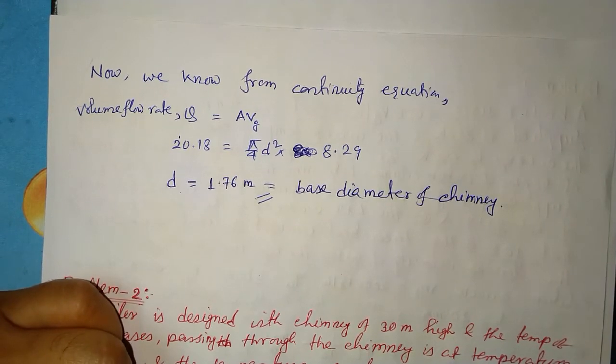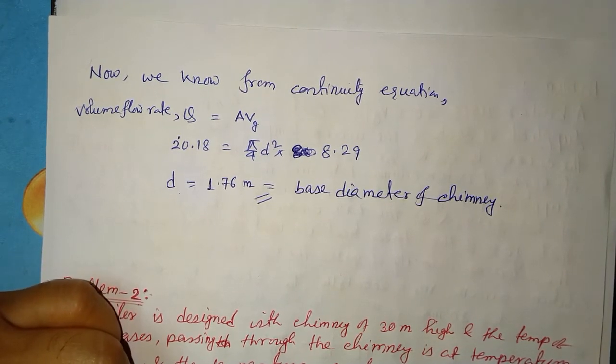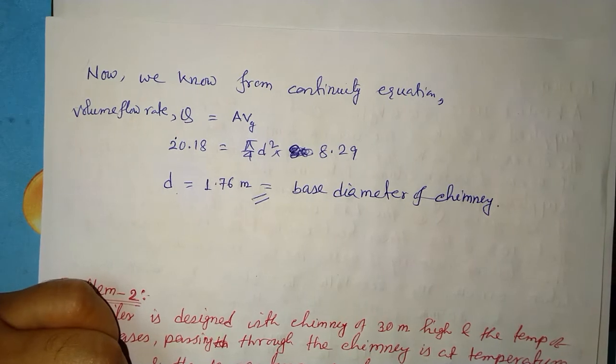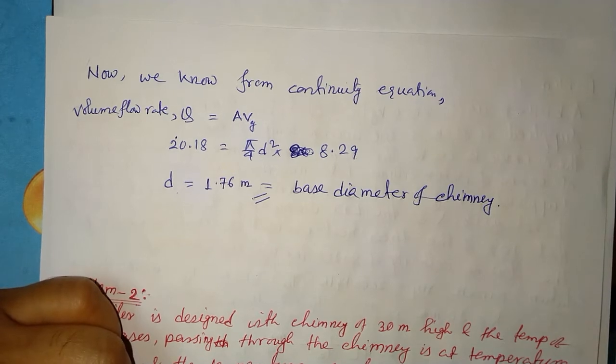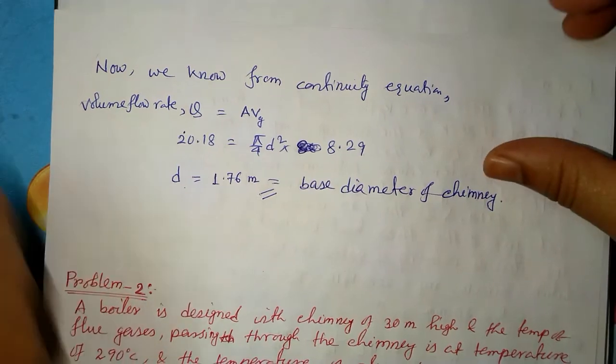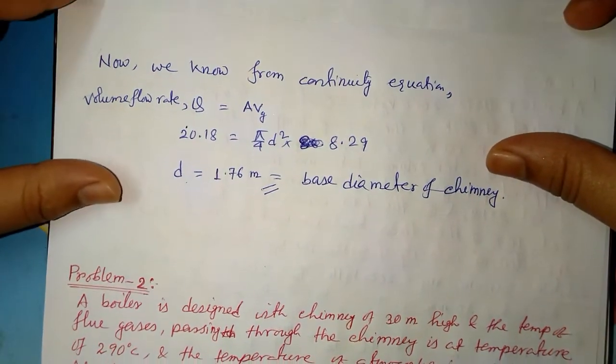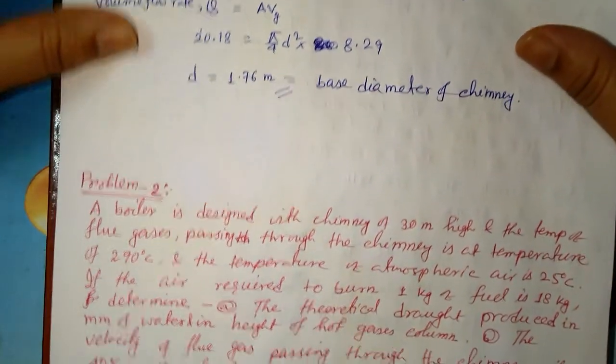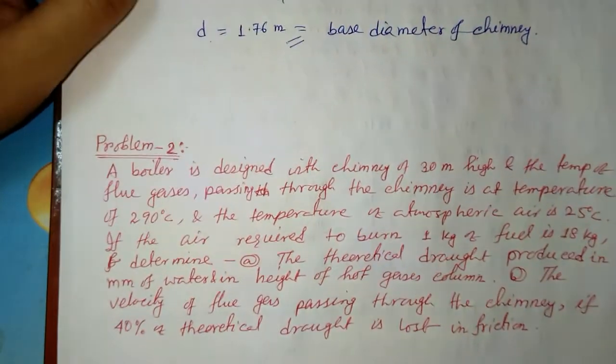So this kind of problem we have to solve like this. As we have seen, H, the draught in terms of column of water or hot flue gases, is very important, so we need to remember this expression. Okay, so this we have solved. I am giving one home task for you, so kindly solve this.